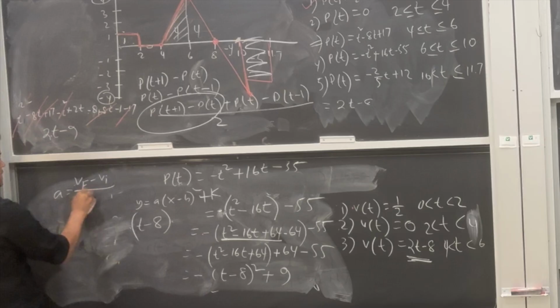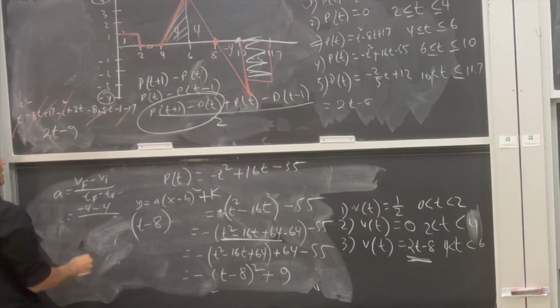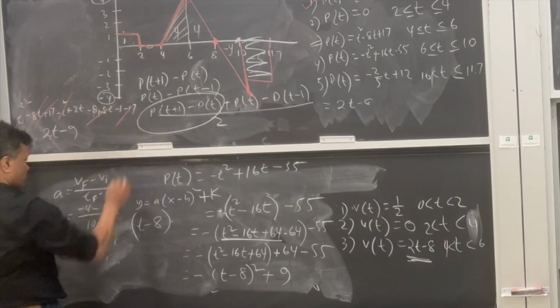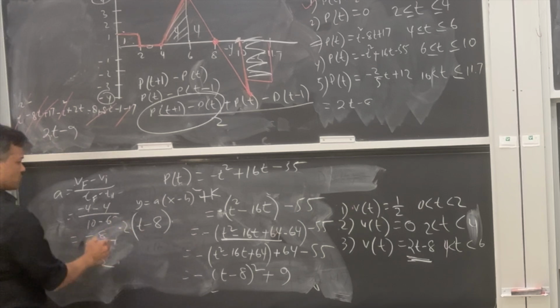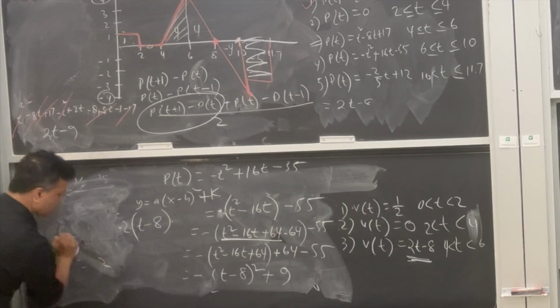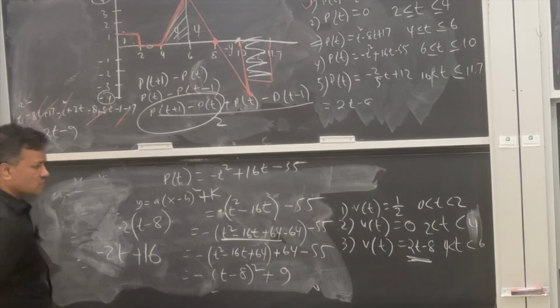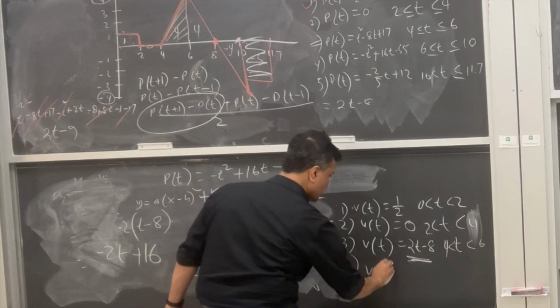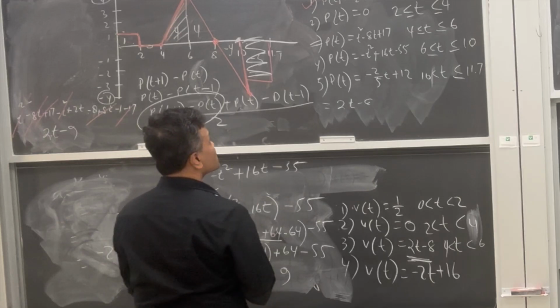Acceleration is vf minus vi over tf minus ti. What is vf? Vf is negative 4, vi is 4, tf is 10, ti is 6. So minus 8 divided by 4, so minus 2. All right, this is minus 2. I'm sorry, I'm sloppy, but I'm a little tired. Negative 2t plus 16. So v of t is negative 2t plus 16, and that checks.